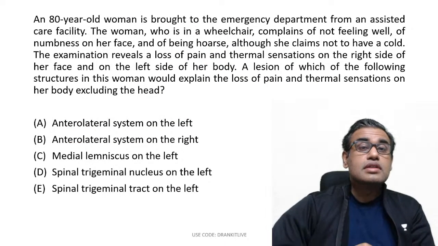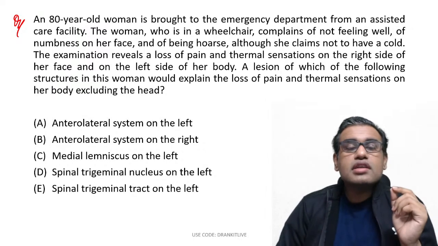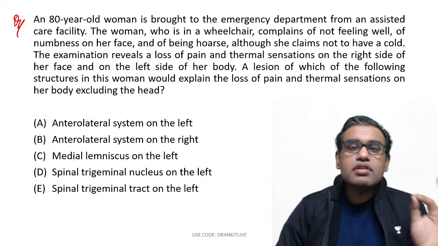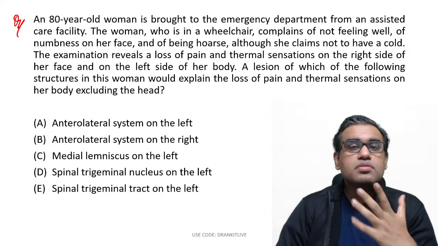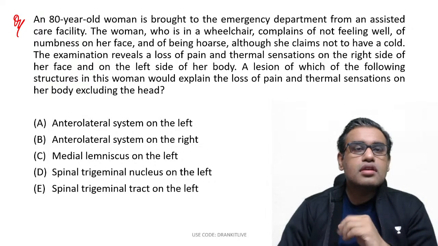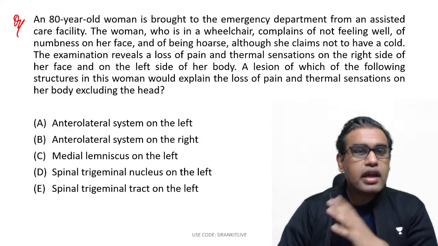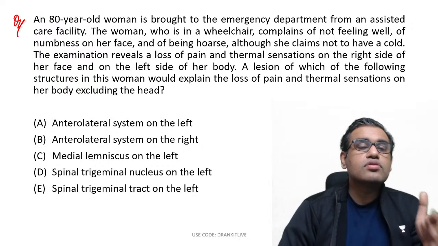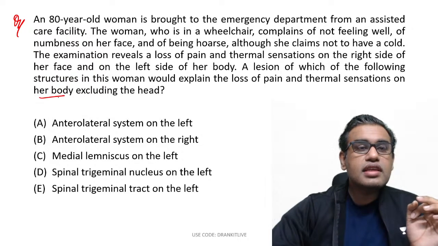Here you go. Now a clinical question, a slightly longer question. An 80-year-old lady is brought to the emergency department from an assisted care facility. The woman, who is in a wheelchair, complains of not feeling well, of numbness on her face, and of being hoarse. Hoarse means a hoarse voice, although she claims not to have a cold. The examination reveals a loss of pain and temperature sensation on the right side of her face and on the left side of her body. A lesion of which of the following structures in this woman would explain the loss of pain and temperature on the body, excluding the head?